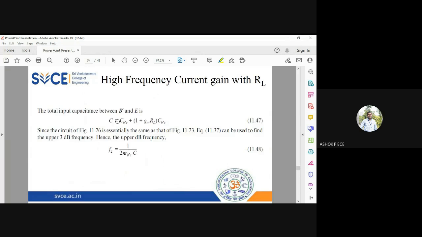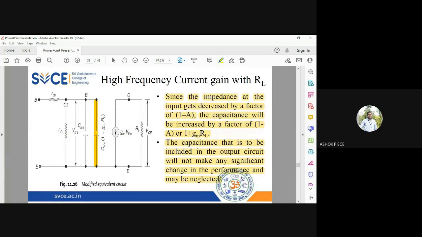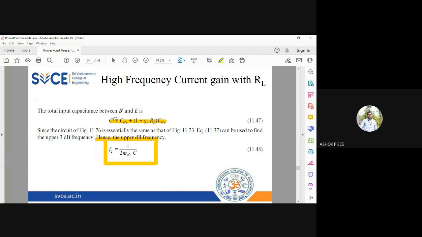So the effective capacitance is going to be the addition of both C B dash E plus 1 plus GMRL into C B dash C. So I can find the cutoff frequency using F is equal to 1 by 2 pi RC. RC is this resistance parallel to these two capacitances in parallel. So I'm denoting that by capital C. So F2 will be equal to 1 by 2 pi RB dash E into C. This is going to be the upper cutoff frequency.